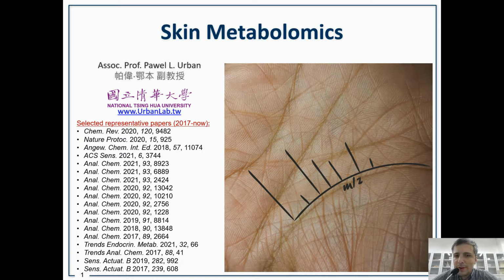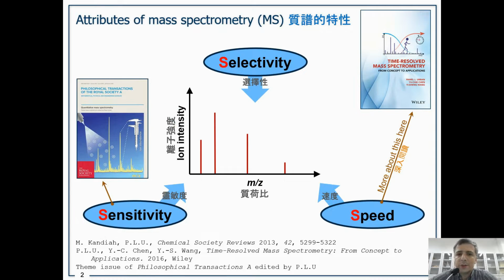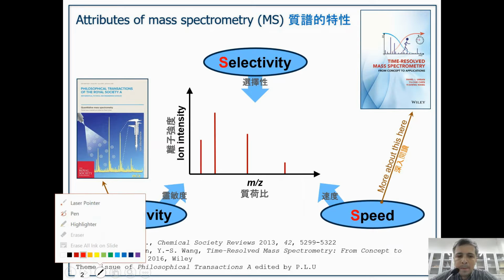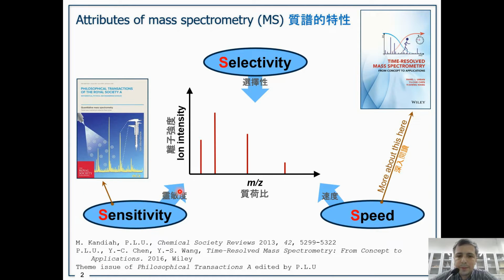I will give you a brief overview on our research on skin metabolomics. The main research tool that we use in our lab is mass spectrometry. Mass spectrometry is a very powerful technique. It is characterized with high selectivity, sensitivity, and speed. These three attributes we say triple S.